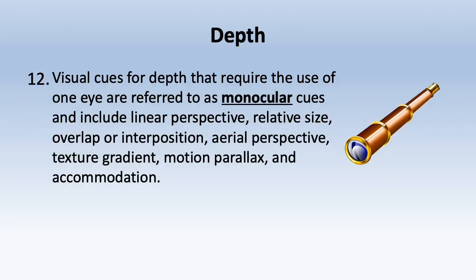How do we see depth? Well, there are two ways we see depth. One is through monocular cues, monocular meaning one eye, and then there's also binocular cues, that's with two eyes. Visual cues for depth that require the use of one eye are referred to as monocular cues. These include linear perspective, relative size, overlap or interposition, aerial perspective, texture gradients, motion parallax, and accommodation. I won't go into too much detail here, but you can look some of these up. I will show some of these in the next picture.